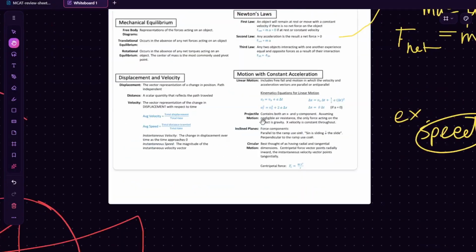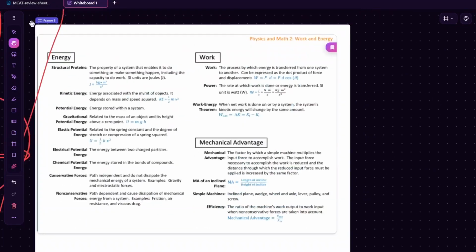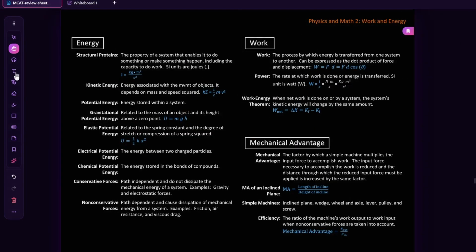All right, so let's go on to work and energy. And I'll try to give one practice problem for that as well. But let's move on.